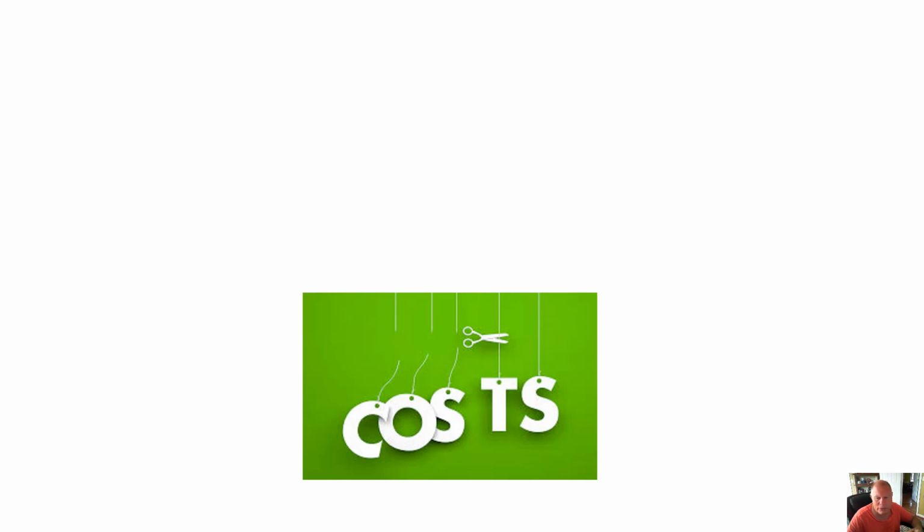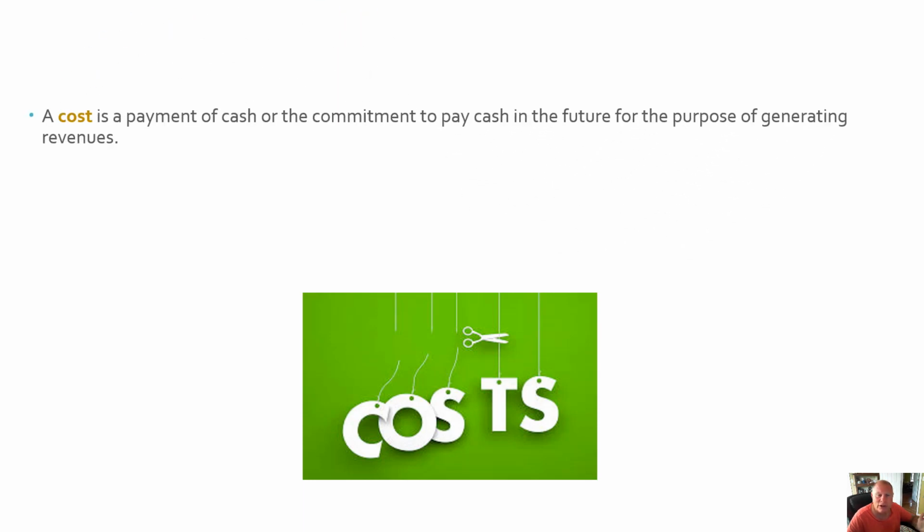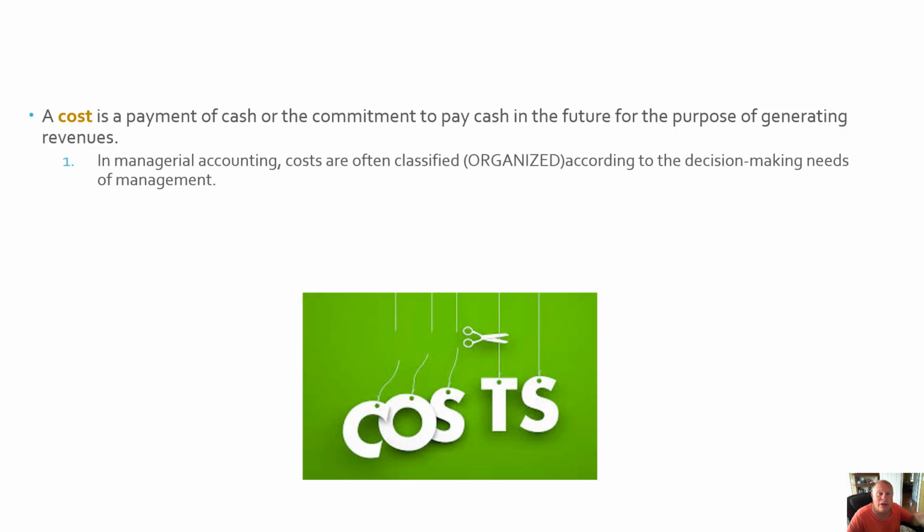What are they? Let's create a very simple definition. A cost is a payment of cash or the commitment to pay cash in the future for the purpose of generating revenue. Focus on that purpose of generating revenue. In managerial accounting, costs are often classified, or you might say organized, according to the decision-making needs of management. So how we lay that out is how are we going to use it?